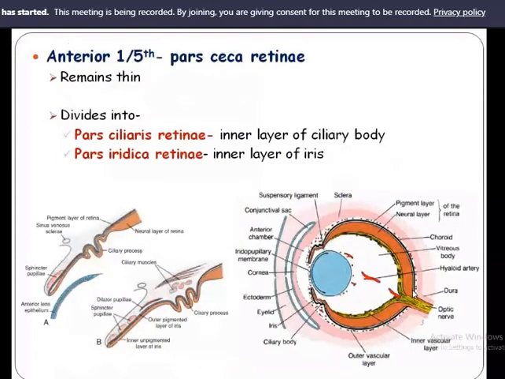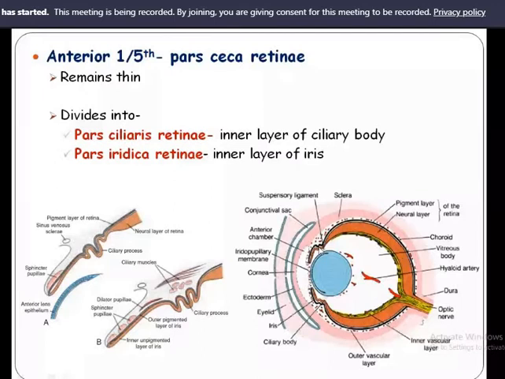Now next one is, what will happen to the anterior 1/5 of the inner layer? So you can see over here, this one is the neural layer. What does the anterior 1/5 of the inner layer form? The anterior 1/5 is known as the pars caeca retina, which will be very thin and which is further divided into two parts. One part will give rise to the inner part of the ciliary body. Another part will give rise to the inner layer of the iris. So this one, which is giving rise to the inner layer of the ciliary body, is known as the pars ciliaris retina, and this one is known as the pars iridica retina.